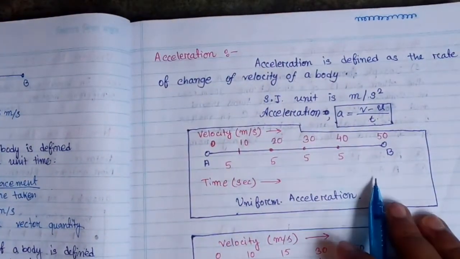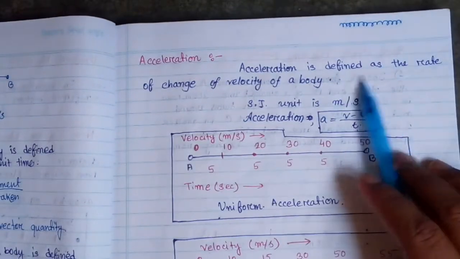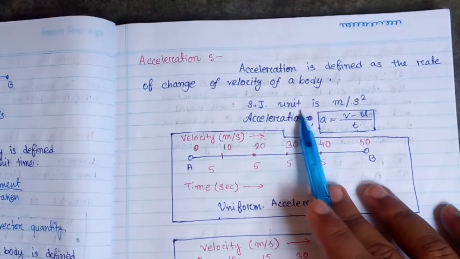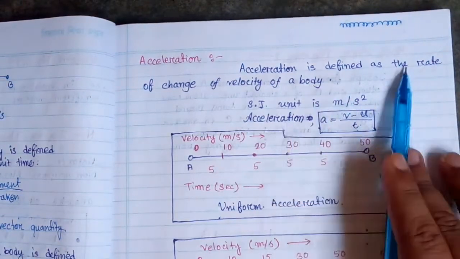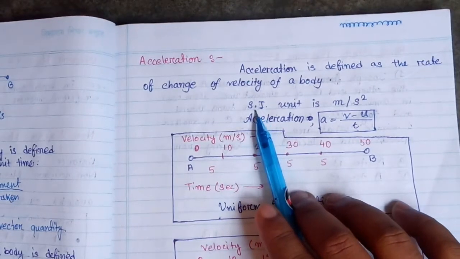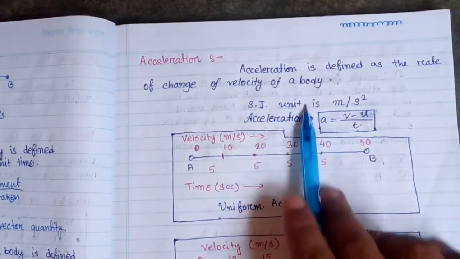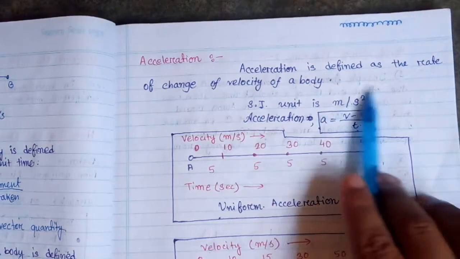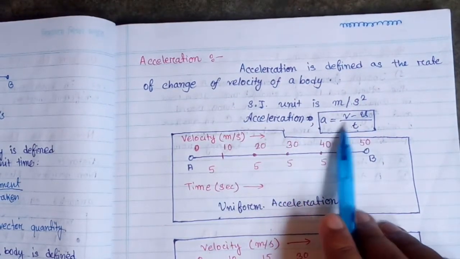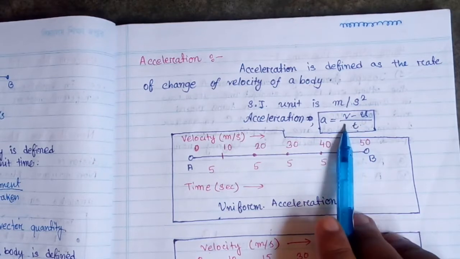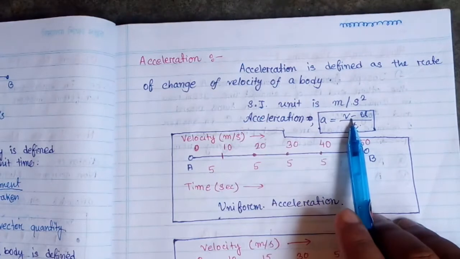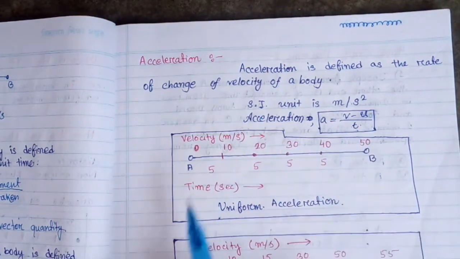Now we are talking about acceleration. Acceleration is defined as the rate of change of velocity of a body. The SI unit of acceleration is meter per second square, and the formula to get acceleration will be change in velocity, so v minus u by t, where v is the final velocity and u is the initial velocity.